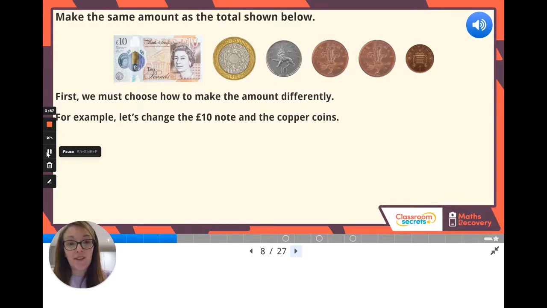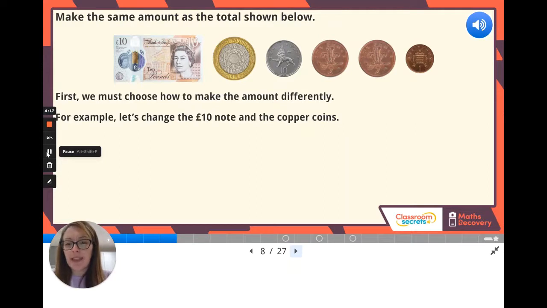Well done if you said 15 pence, because 10 plus 2 plus 2 plus 1 is 15. So we have £12 and 15 pence. So let's see if we can change the £10 note and the copper coins, the 2p coins and the 1p coin. So how could we change the £10 note?